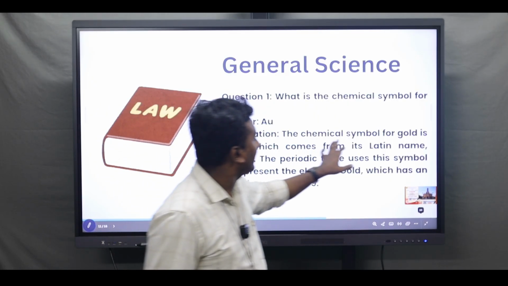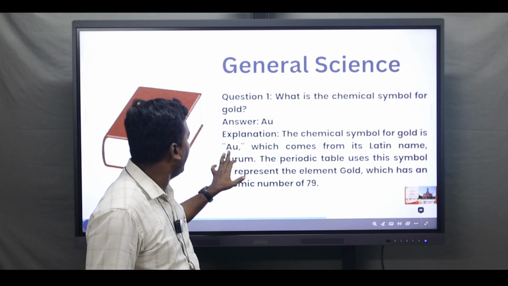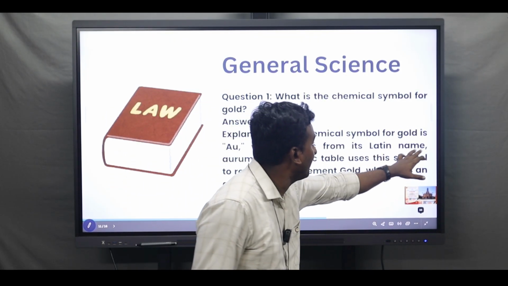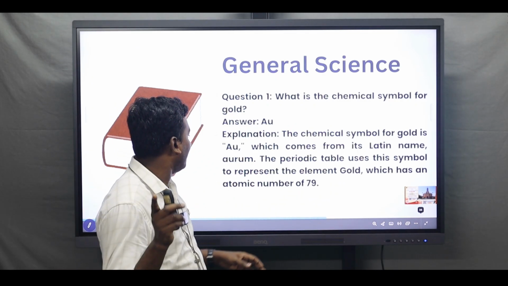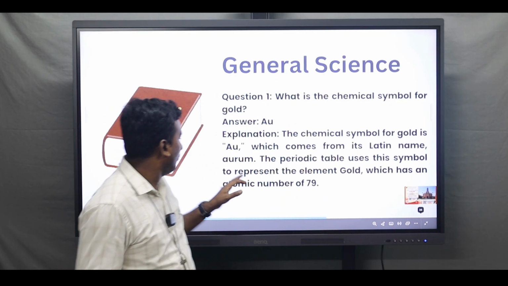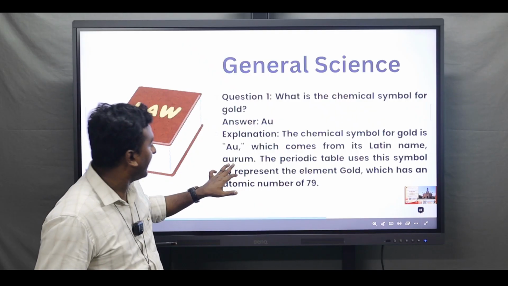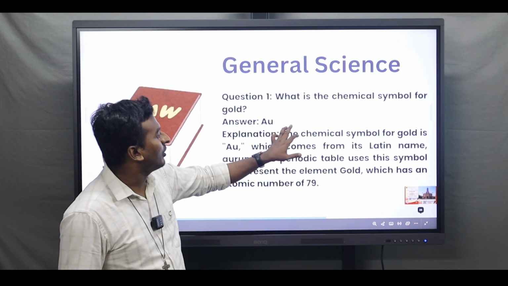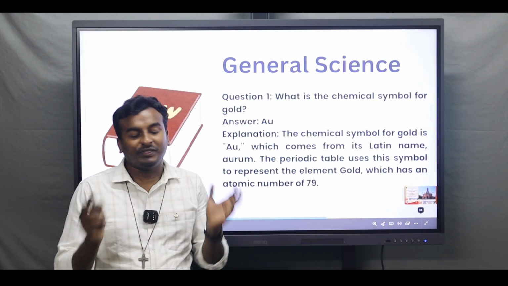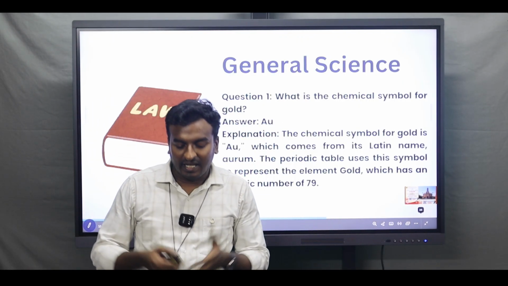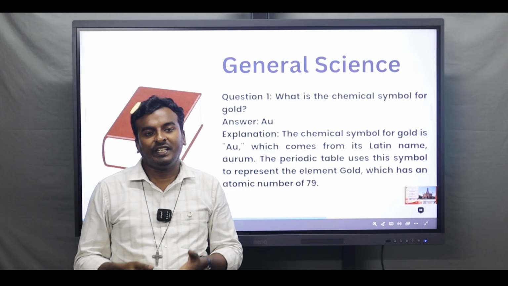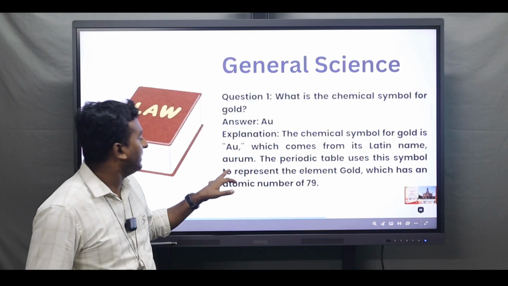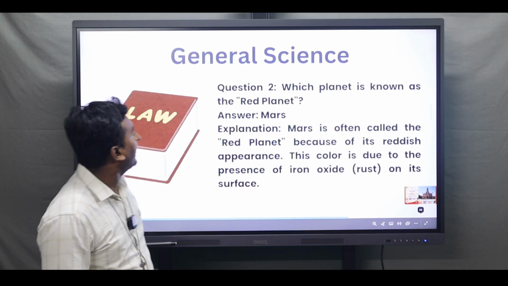Okay, the explanation goes like this. The chemical symbol for gold is AU, which comes from the Latin name. Already I told in the first slide, many Latin words are used in chemical names as well as other things. So from this only the gold symbol AU comes. We have to study the Latin derivations also. For example, EG, exempli gratia. So from the chemical, AU is aurum. Okay, let's move on to the next question.